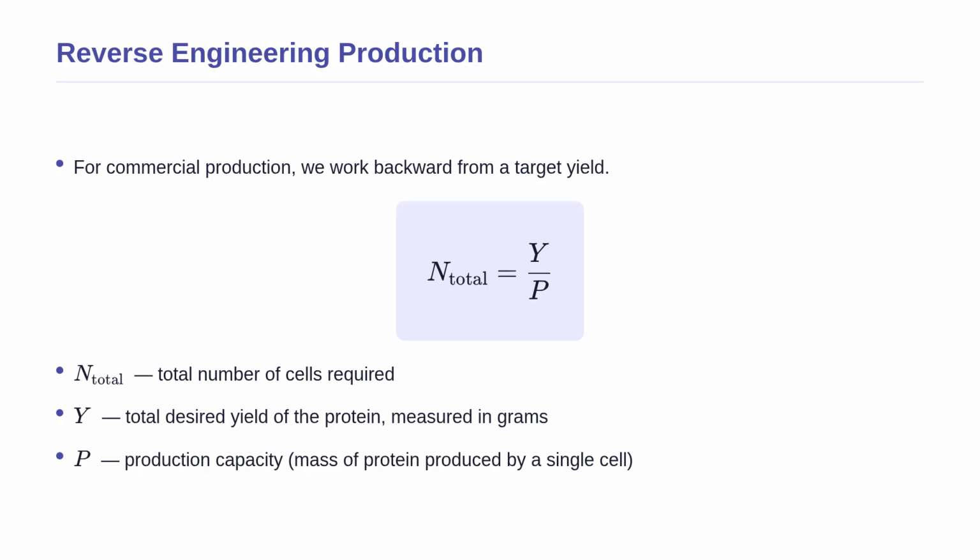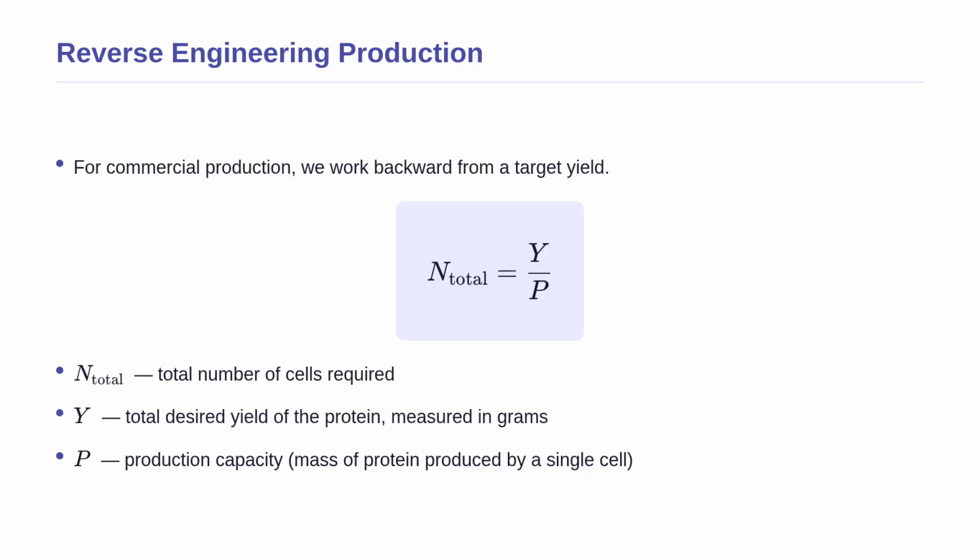Now that we have used the basic yield formula, let us look at how industrial biochemical engineers approach this. In a real-world commercial scenario, a pharmaceutical company usually knows exactly how much drug they need to produce. So, we must work backward from a target yield to find the required biological workforce. The formula is N total equals Y divided by P. Here, N total is the total number of host cells we need to grow. Y is our target yield in grams.